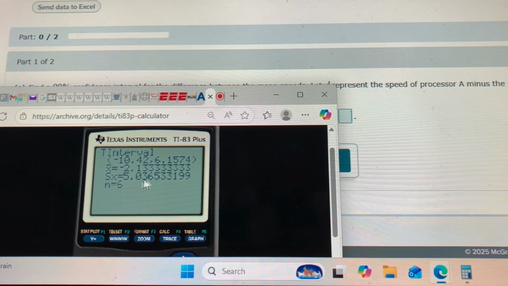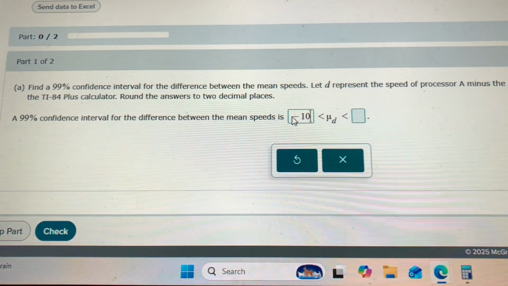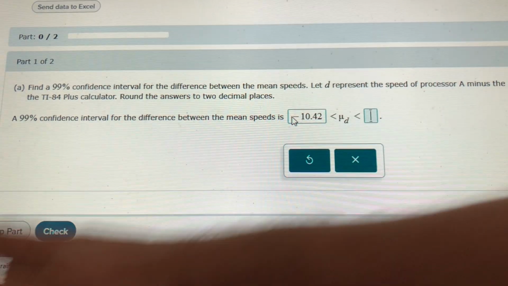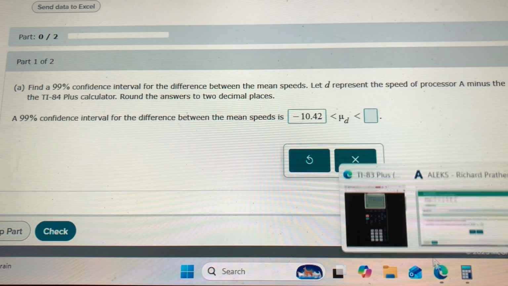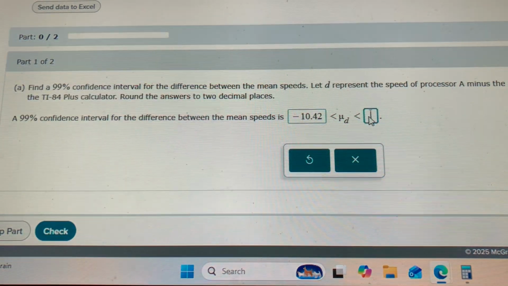See, one answer is negative, the other one's positive, so 0 is a possibility here. Negative 10.42, 2 decimals. Negative 10.42. Positive 6.1. I'm going to bump this 5 up to a 6 because there's a 7 after it. 6.16.